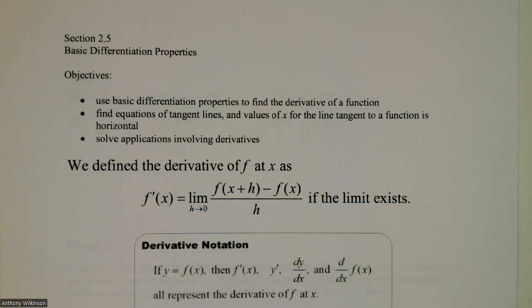All right, in this video, we're going to talk about section 2.5, dealing with basic differentiation properties. In this section, we're going to be using basic differentiation properties to find the derivative of a function, find equations of tangent lines and values of x for which the line tangent to a function is horizontal, and then solve applications involving derivatives.